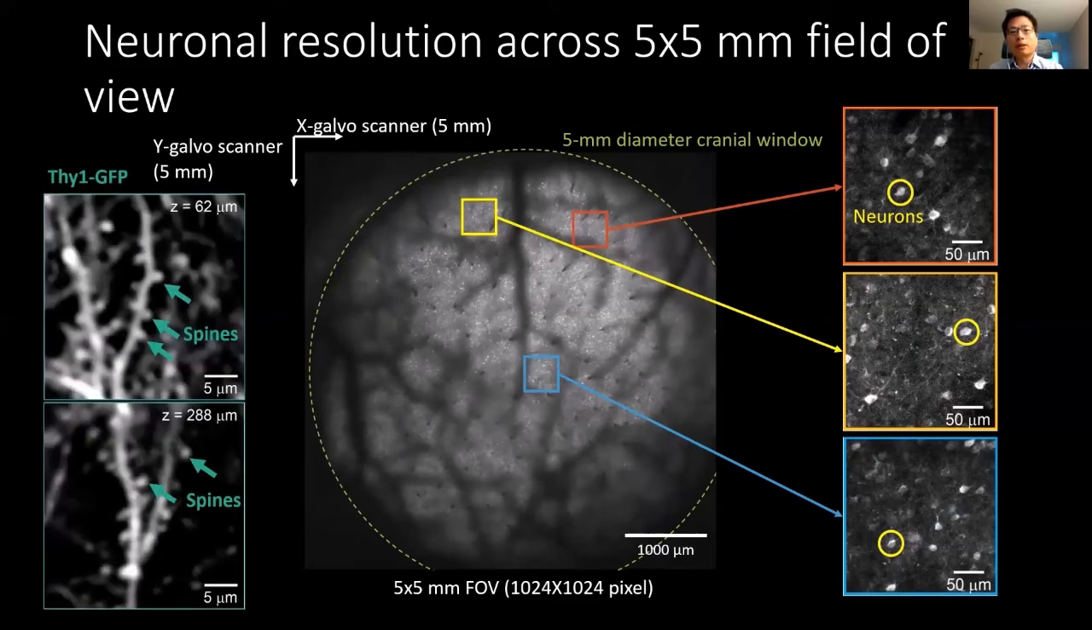To further test the Diesel2P subcellular resolving power, we also performed in vivo imaging of a mouse expressing Thy1 GFP to look at the neurites and found that the dendritic spines were also clearly resolved at the depth of 62 microns and 288 microns. These results together confirm that the Diesel2P system preserves subcellular resolution throughout the field of view.